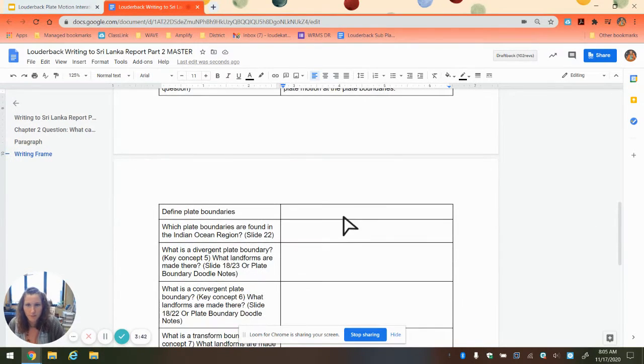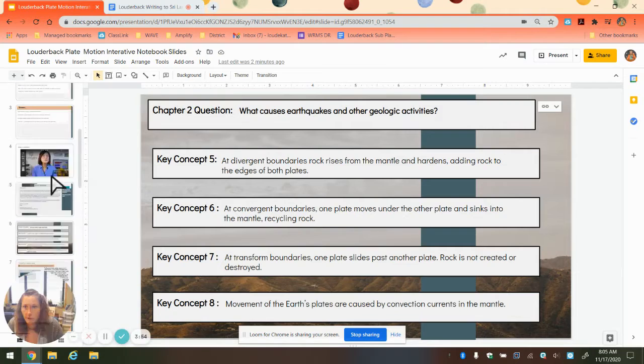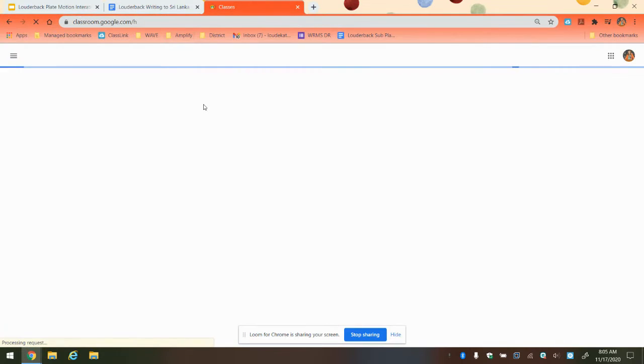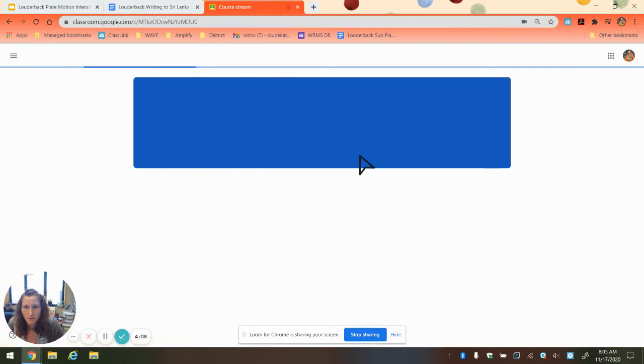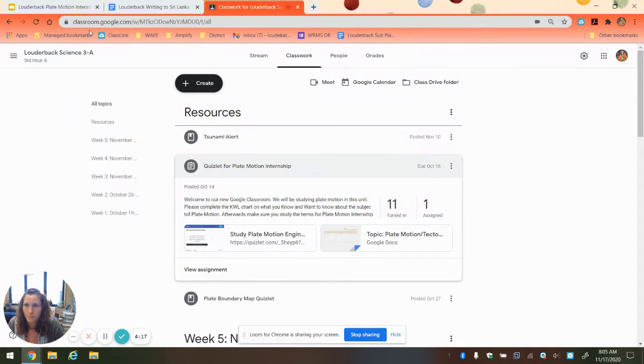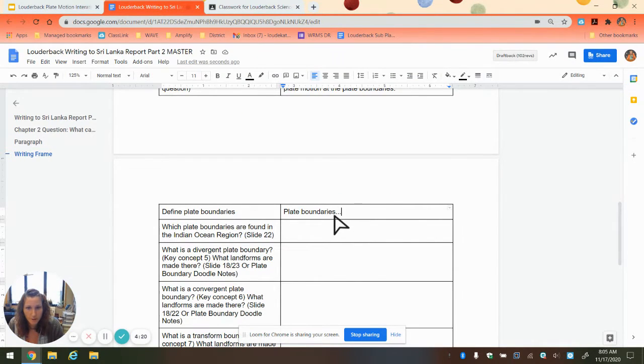So that's our claim. Next, we need to define plate boundaries, okay? So plate boundaries. Right. And if you remember, to find definitions, you go to the glossary of your plate notebook, so a place where 2 plates meet, or you can open up Quizlet and find that as well. Quizlet is another good feature when you go to Classroom. The Quizlet is available for you. I'll just pick 3rd hour in the resource section. So you just need to go to the Quizlet in your resource section, and it'll take you there. Okay. All right, so I'm going to leave it with the ellipsis here, the 3 little dots, because I want you to fill that out on your own.